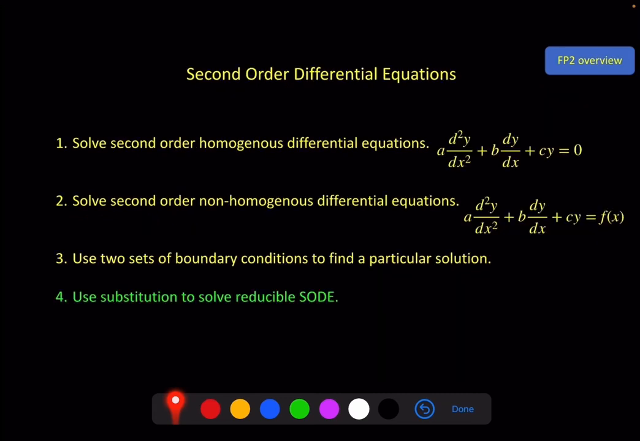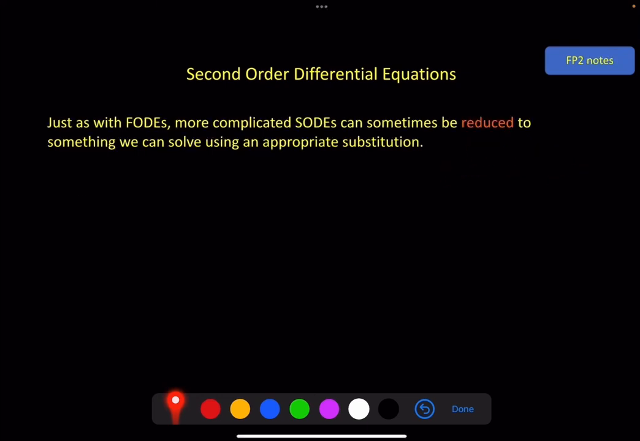In this video, we're going to take these ideas and we're going to add in the idea of substitution, which we had in the previous chapter for first order differential equations. So we're going to reduce SODE to something that we know how to solve in this form or this form. So the notes are quite simple.